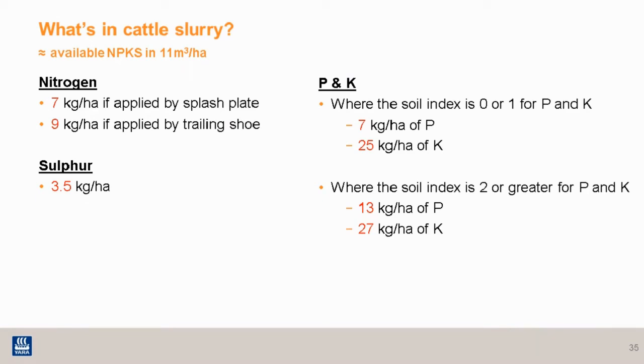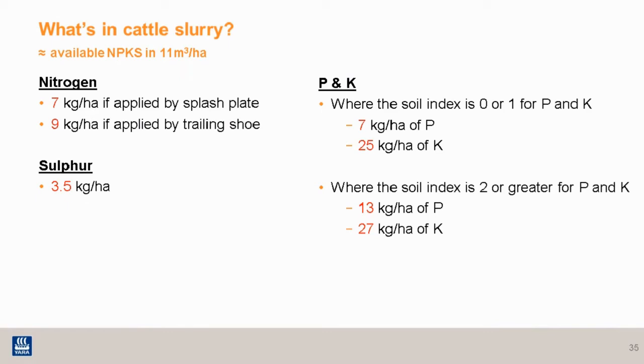So for nitrogen, if you use a splash plate at this time of the year for, say, a second cut, we're saying you're going to get 7 kgs of available nitrogen. But by trailing shoe, you're getting 9 kg. So there's a really worthwhile benefit there, and that's at 11 meters cubed, or the same as 1,000 gallons per acre. For sulphur, we're getting about 3.5 kgs of available sulphur in that 11 meters cubed.